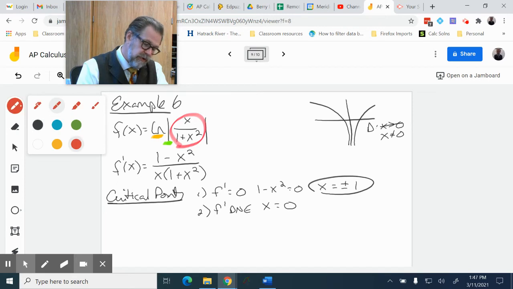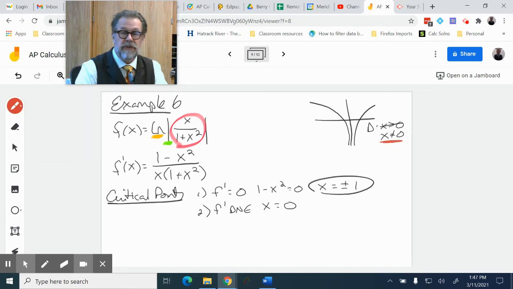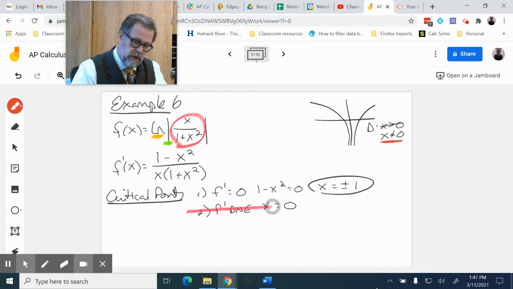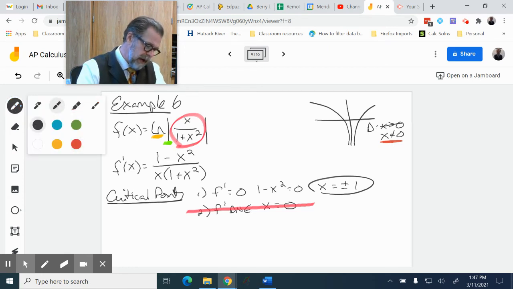Now notice that the domain does not include 0. This is not a critical point because that number is not in the domain of this function. All right, let's talk about endpoints.